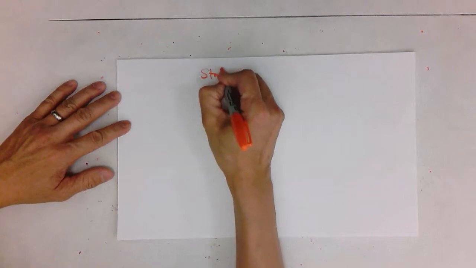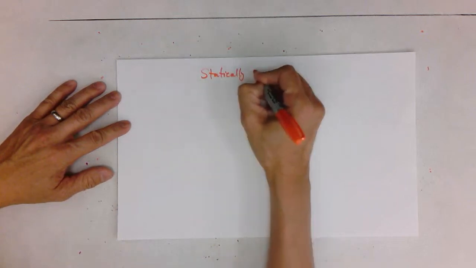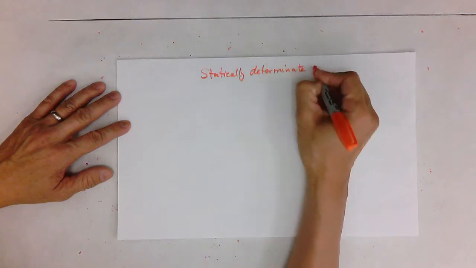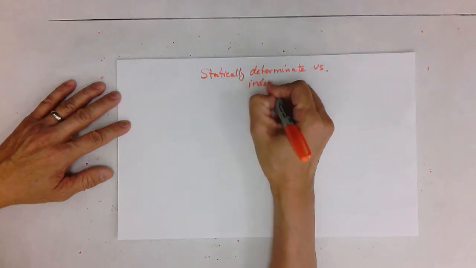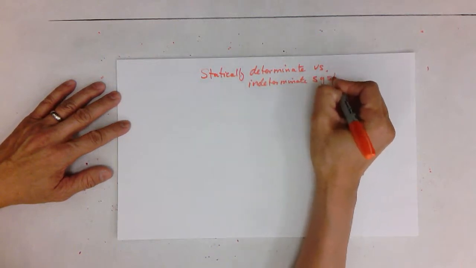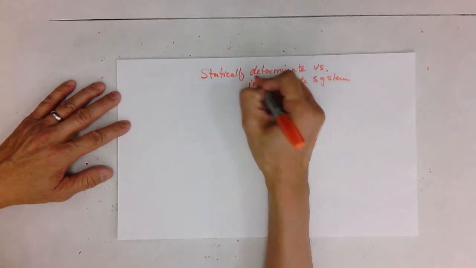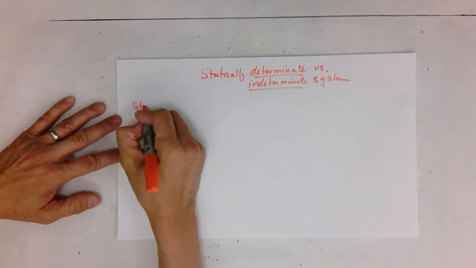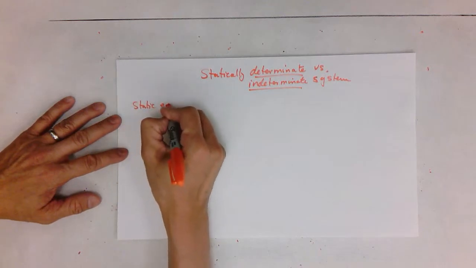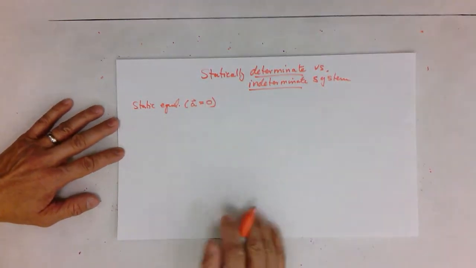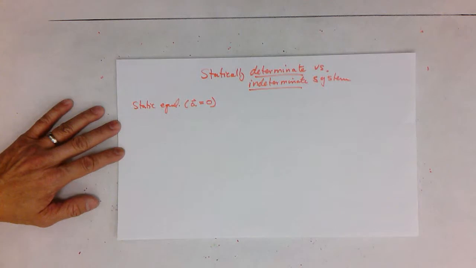Hello everyone. In this video I'm going to talk about the differences between a statically determinate system versus a statically indeterminate system, or body. Remember, for a body to be in static equilibrium, the acceleration is 0. And for us, we're going to consider static equilibrium to be not moving.